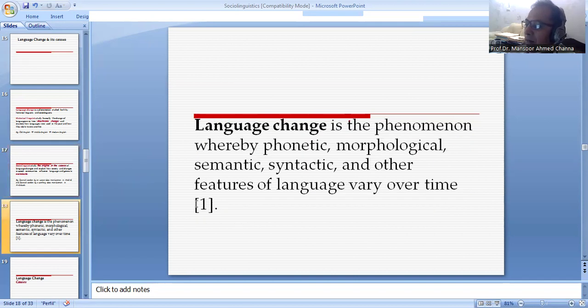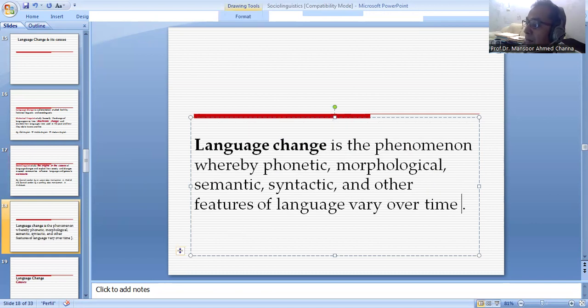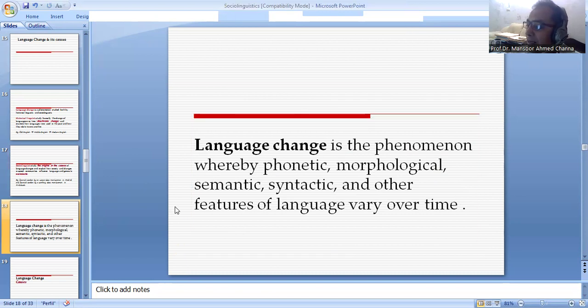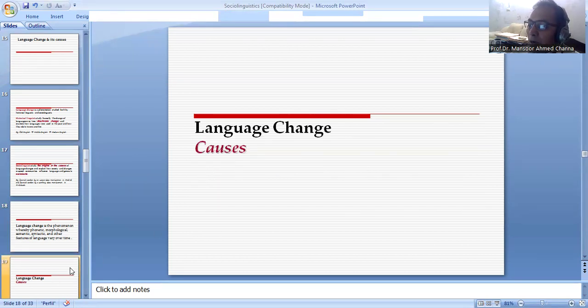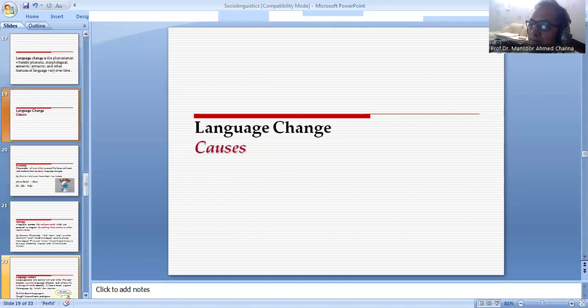Language change is the phenomenon whereby phonetic, morphological, semantic, syntactic, and other features of language vary or change over time. Now let's study about the causes of language change.